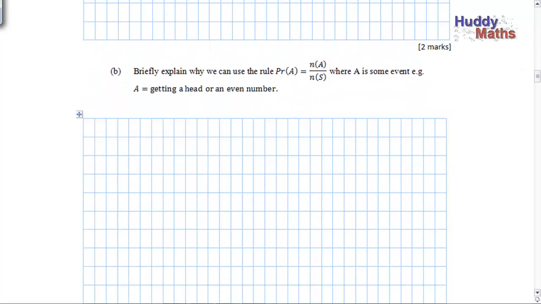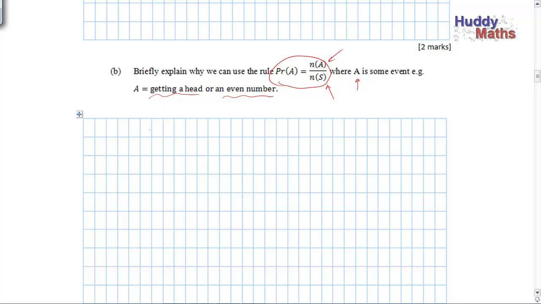Briefly explain why we can use the rule of the probability of A, where A is some event. We often call it E. The number of times A occurs, that's what this says, in the sample space out of the total number of entries in the sample space. In other words, what we're going to do is just add up the ones that constitute A. So here A is getting a head or an even number. We're going to add up how many of those there are and divide by the total. What does it assume?